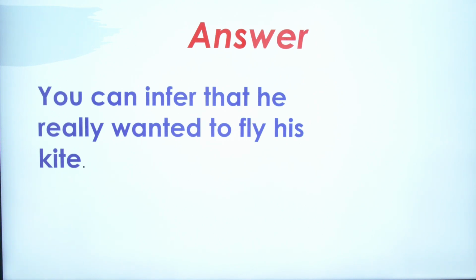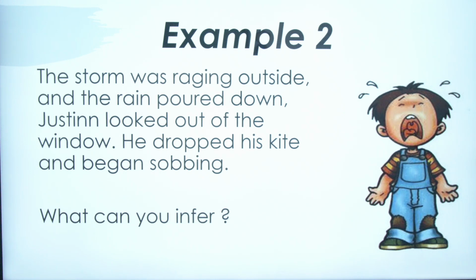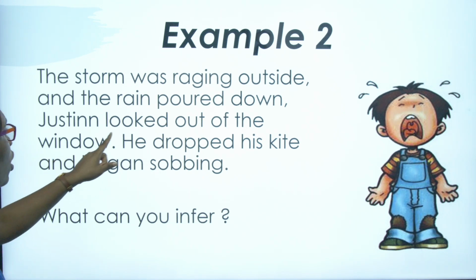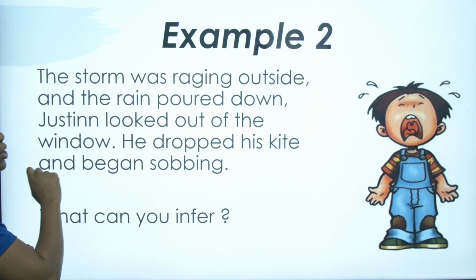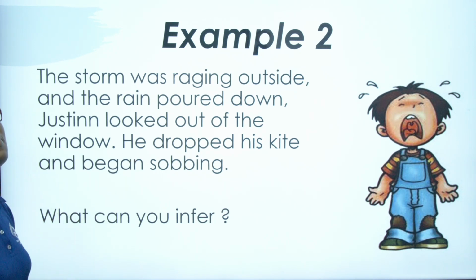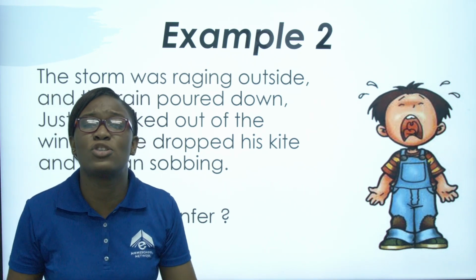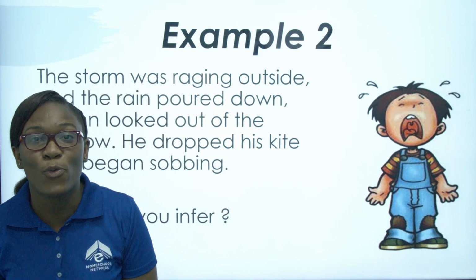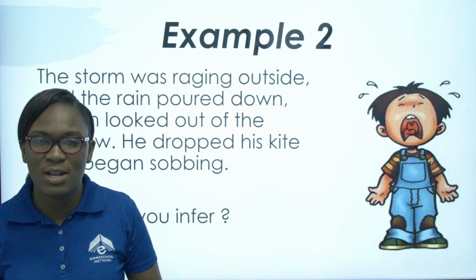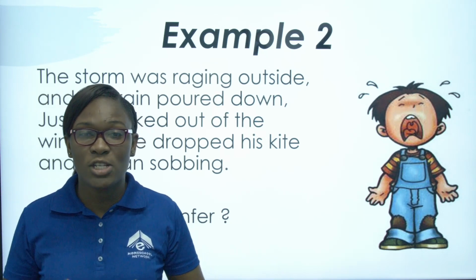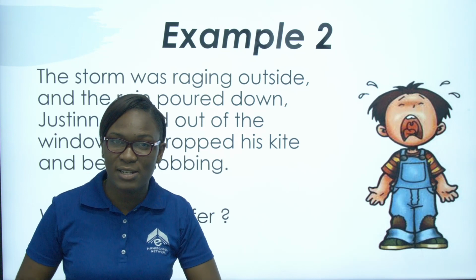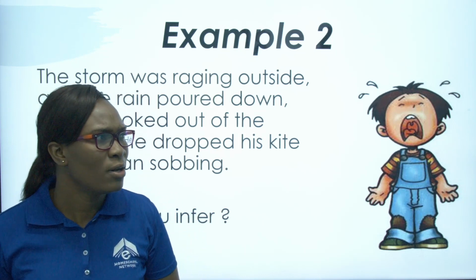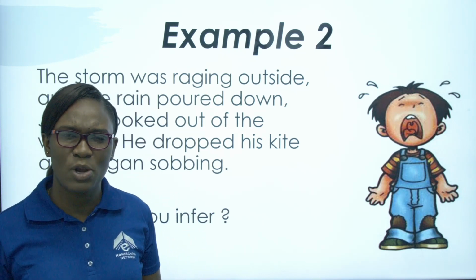He was extremely sad. And we can always go back to the information. It said that when Justin looked out of the window, he dropped his kite and began sobbing. So he was extremely upset. And I know that a lot of us sob when we don't get our own way. So you can only imagine Justin got up in the morning and he's like, yes, I'm going to fly my kite. It's kite day. And Justin realized that something strange is happening outside.